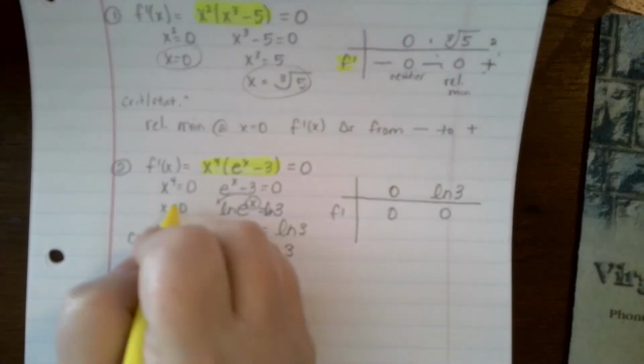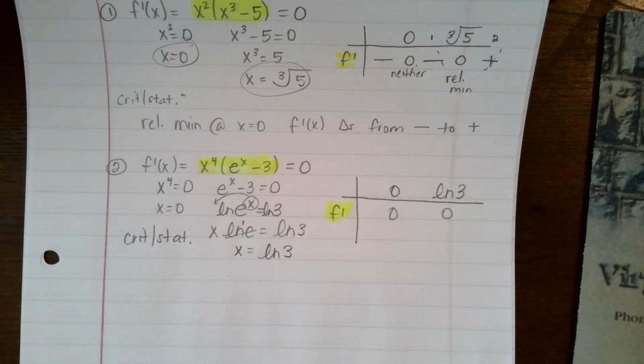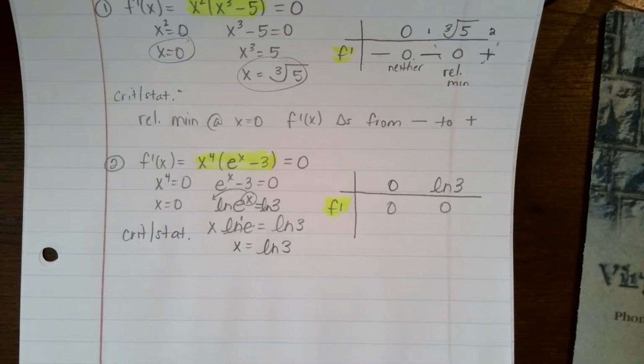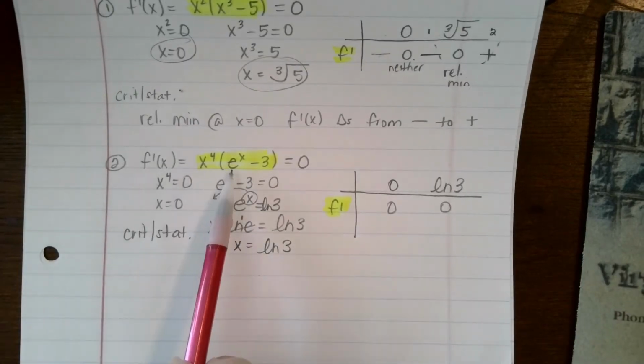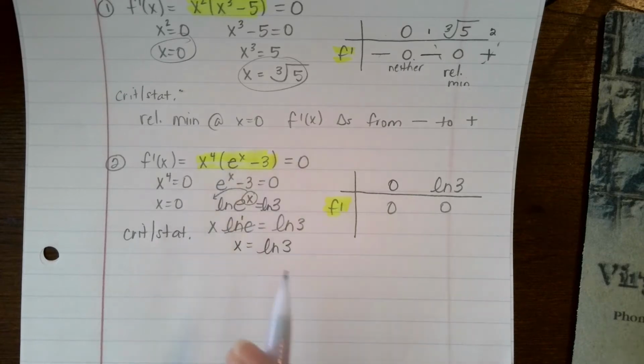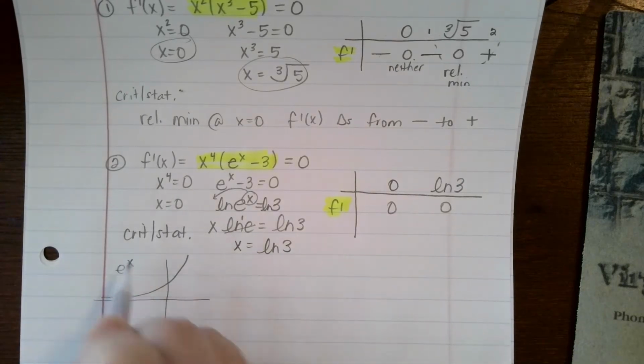Now again, look at x to the 4th. X to the 4th is an even power. Even means that it's always going to be positive no matter what you plug into it. Now, e to the x. Where is it positive? Where is it negative? Well, let's look at e to the x. If we remember the graph of e to the x, that's going to help us figure things out. E to the x is positive no matter what.